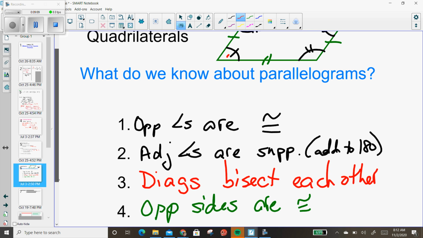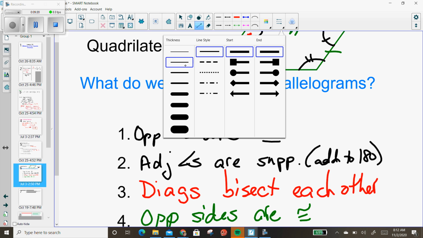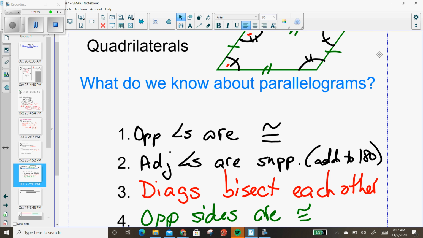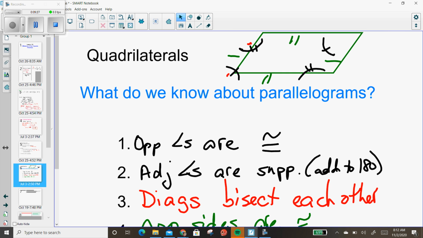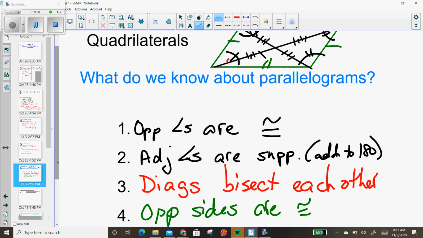Another property, which I haven't drawn in on this quadrilateral yet: if I draw in the two diagonals, they will bisect. Whoops, that's not what I wanted to have happen. Change the selector tool on me. If I draw in the two diagonals, they will cut each other in half. So those two pieces will be congruent, and these two pieces will be congruent. And in addition, the opposite sides are also congruent.